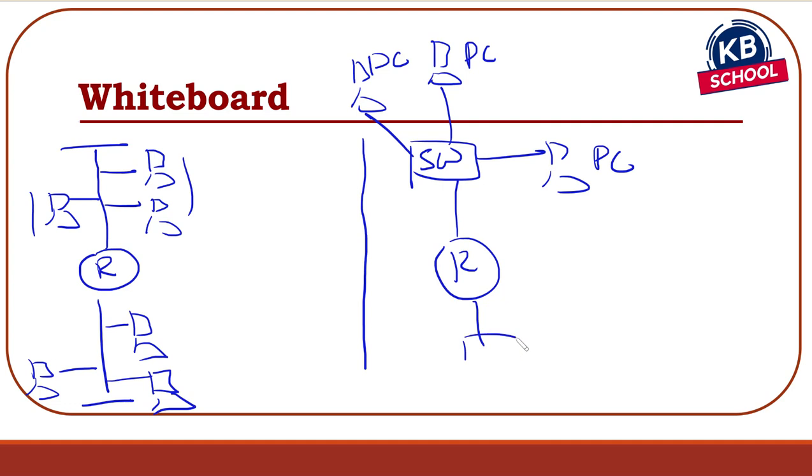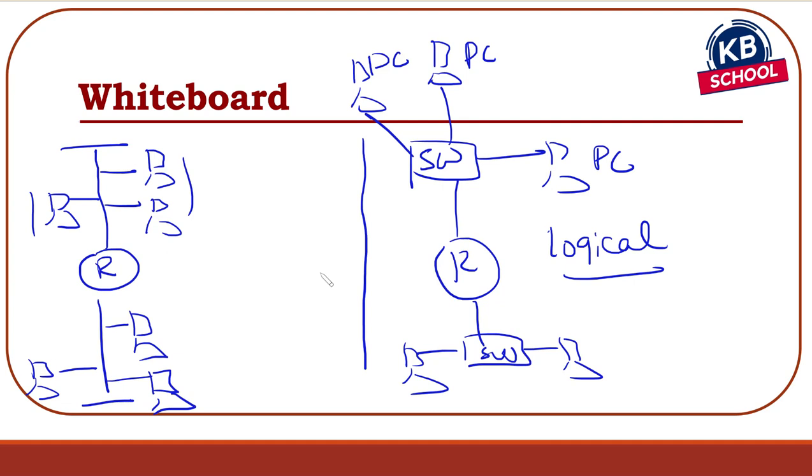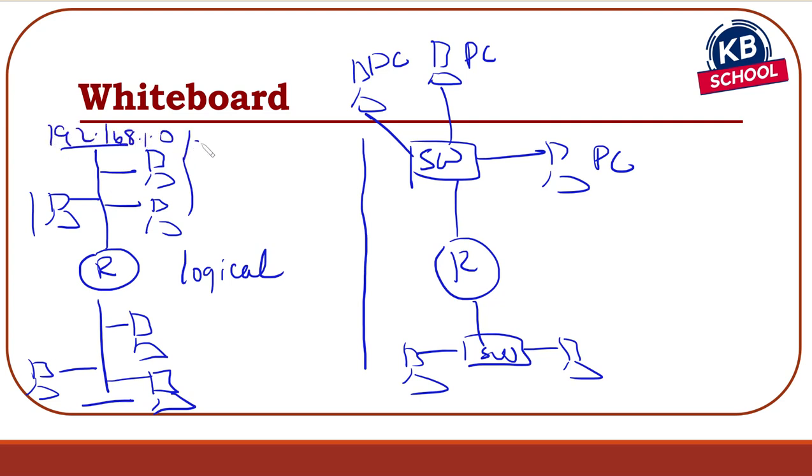And on the other side, again, you would have a switch, which in turn connects up to the PCs like that. So this is your logical diagram. This is more like your physical diagram. Sorry, the other way around. This is your logical diagram, which is your layer 3 diagram, depicting the two layer 3 networks that I have.